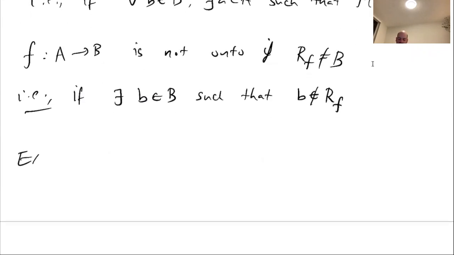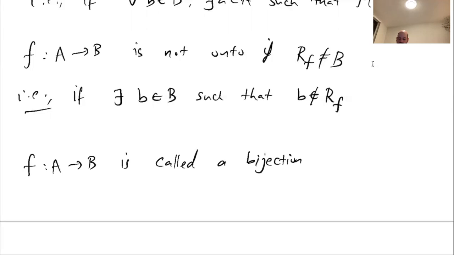So let's look at an example. And before the example, let me also remind about bijection. When can I say that the function is a bijection? f from A to B is called a bijection if f is both one-to-one and onto. If it's both one-to-one and onto, then we call the function a bijection.